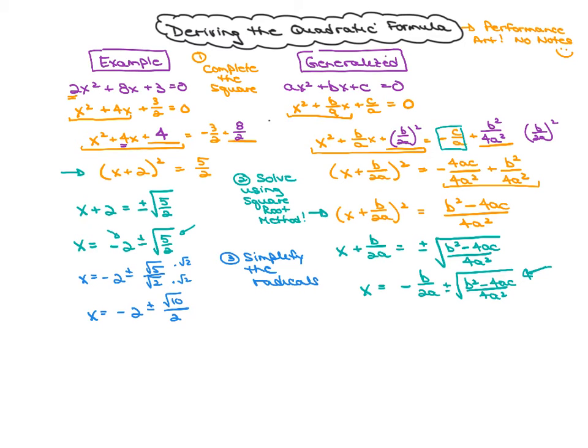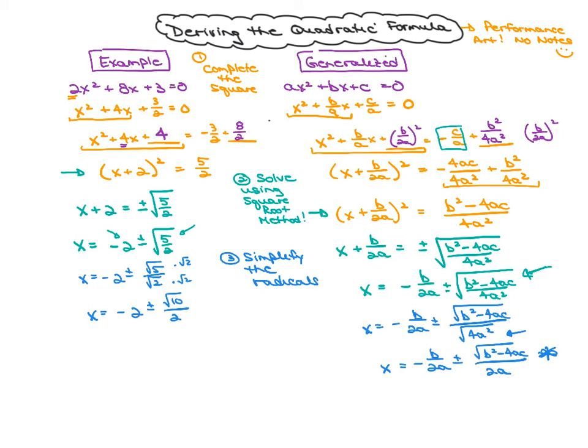Let's come over and look at our generalized form. Negative b over 2a plus or minus the square root of b squared minus 4ac over the square root of 4a squared. Now 4a squared is a perfect square. I can go take the square root of that, so negative b over 2a plus or minus the square root of b squared minus 4ac all over the square root of 4 is 2, square root of a squared is a. And there is our quadratic formula.